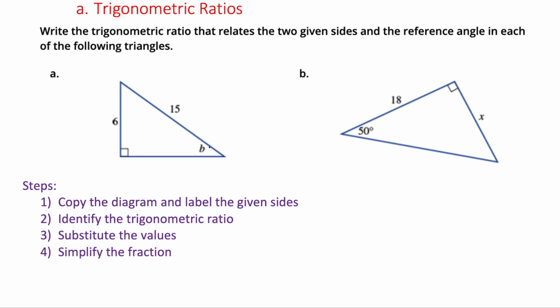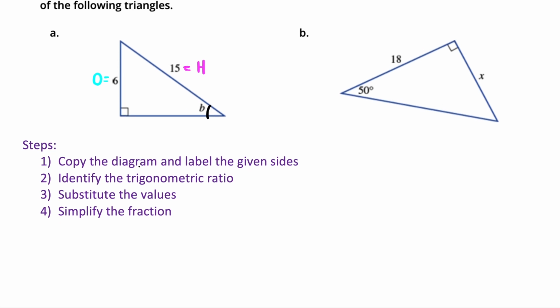Fantastic. So here, which one is our reference angle? It is angle B. Because this one is our angle B, I know that this one is going to be my opposite side, and my hypotenuse is going to be this one. So SOH CAH TOA. Which one is going to be my trigonometric ratio? It's going to be sine. So sine of B is equal to opposite over hypotenuse.